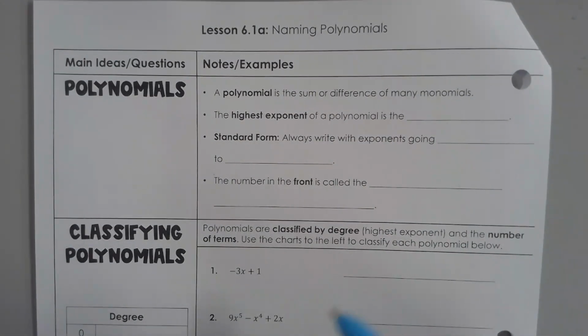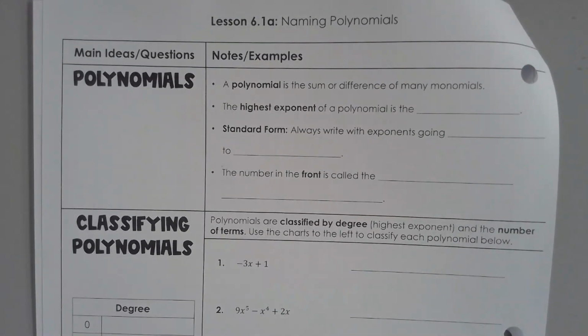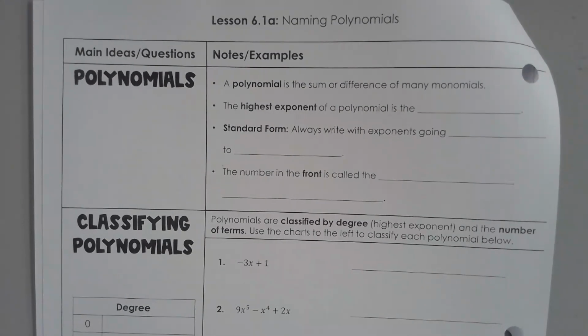So a polynomial is just the sum or difference of many monomials. Now, what does the root word poly mean? Many. What about the root word mono?